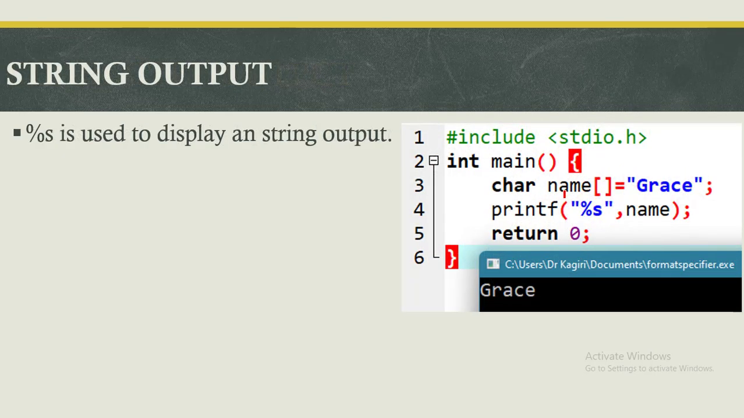The next one is a string output, which is simply used when you want to display a set of characters that are more than one. For instance, we have declared a variable called name, and we have assigned it the name Grace. To display this name Grace, we use the variable name, but we have to provide a conversion specifier or format specifier that tells us that what we are displaying is a string. When you do that, what you find displayed on your screen is the name Grace.